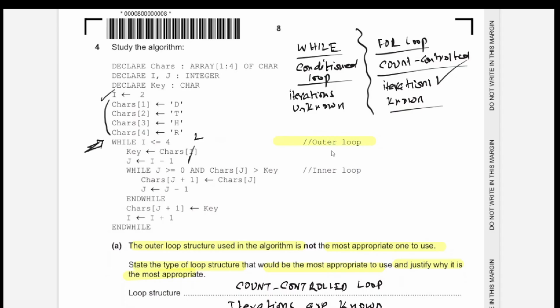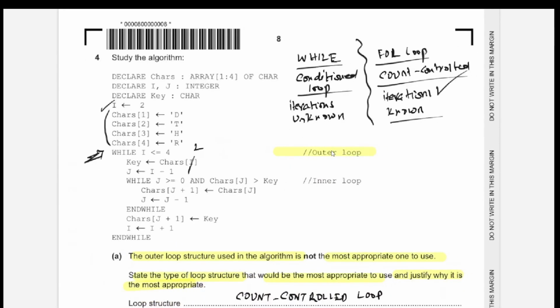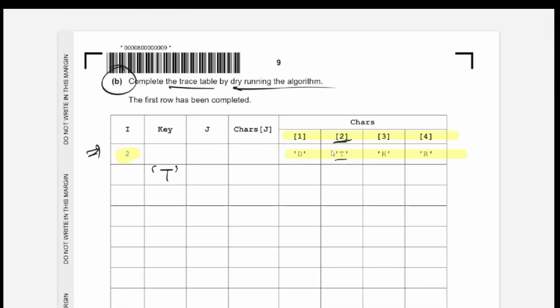the second location of this array char will be given to key. So what is in the second location? We have T. So what will come in the key? T. So key will have T. All right. So move next. So we did this, and J is now I minus 1. 2 minus 1, so J becomes 1. So when J is 1, we put 1 here. Char 1 has D. So we write D over here. All right.